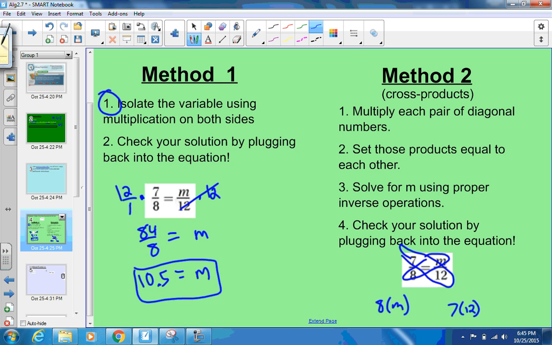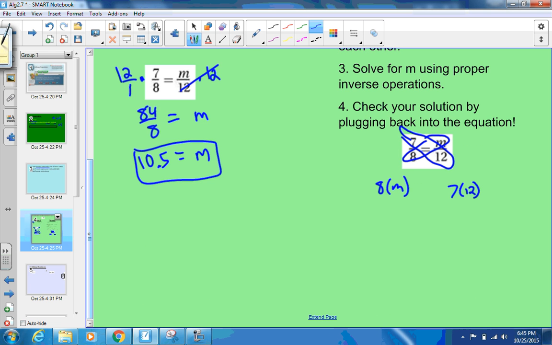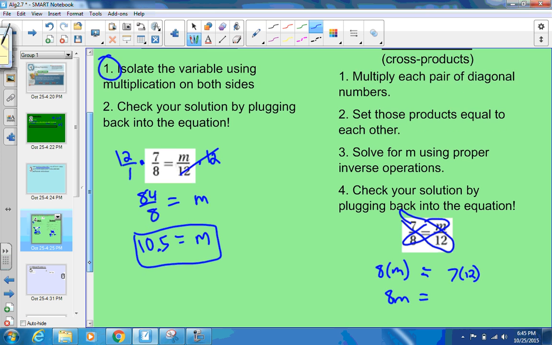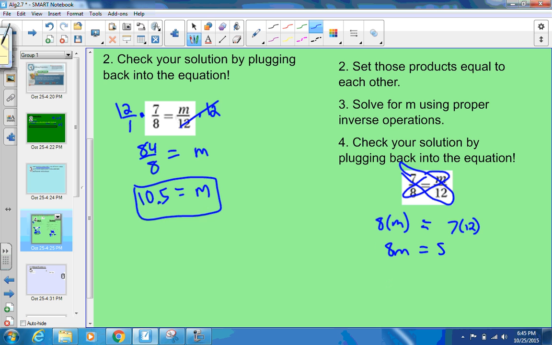Let me actually get rid of this so I can extend this page a little bit. Then it says set those products equal to each other. So those are actually going to be equal. The cross products property says that cross products of a proportion are equal. So this would be 8m equals 70, 7 times 12 is 84. Okay, so 8m equals 84.